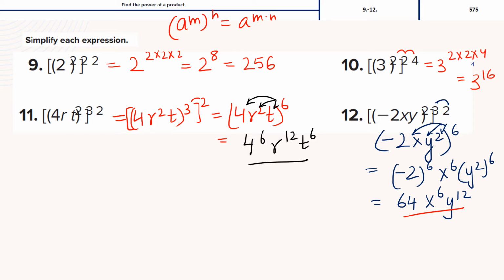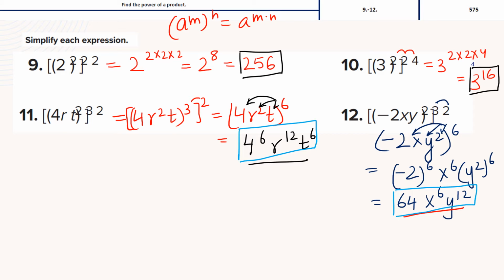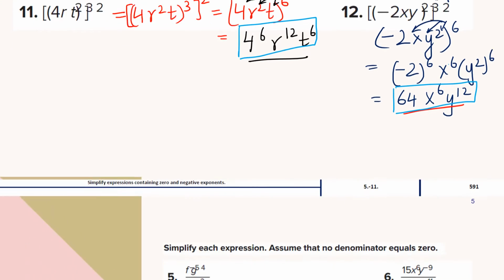So now you have all the answers. The answer for this one is this, the answer for this one is this, the answer for this part is this, and the answer here is this. So question numbers 9 to 12 are solved in this way.